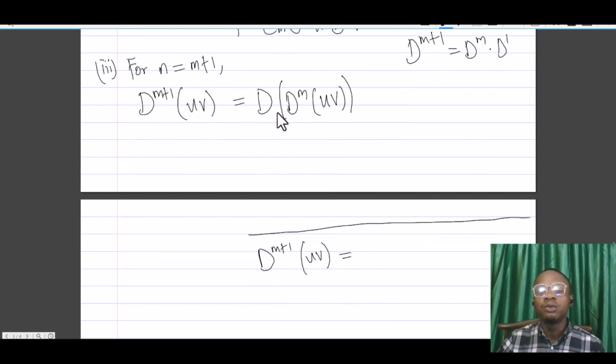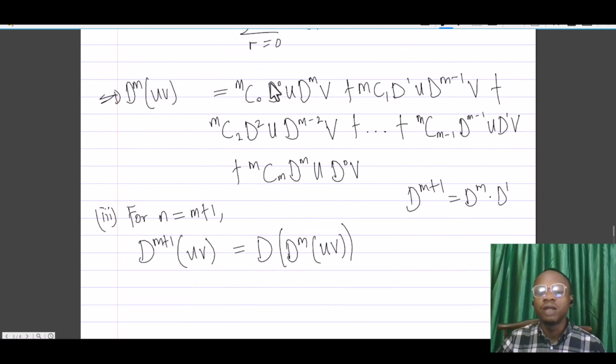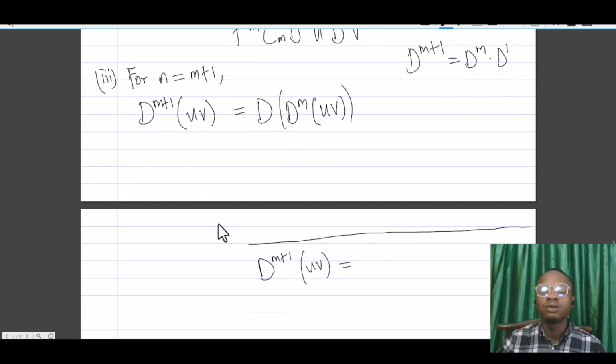So if we are able to now make use of the result for m here, insert it here, differentiate it normally using our product rule and everything, and we're able to simplify it so that at the end of the day it conforms with what we would obtain using the formula directly, then that confirms that the formula is also true for n equal to m plus 1.